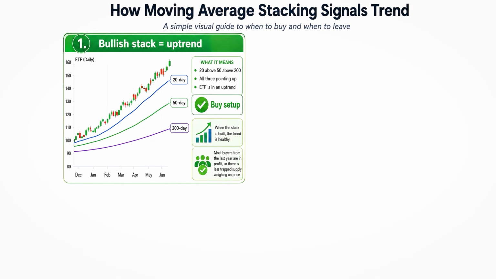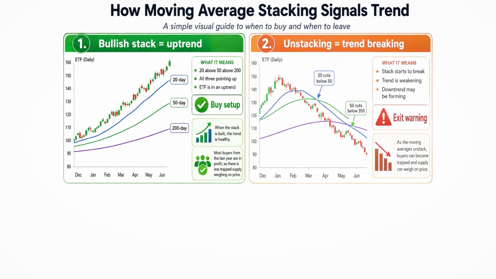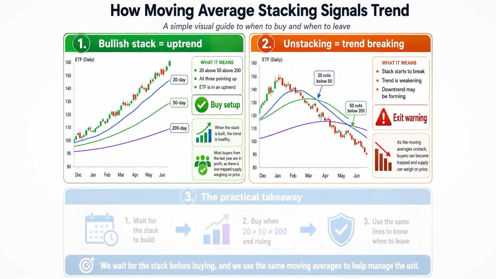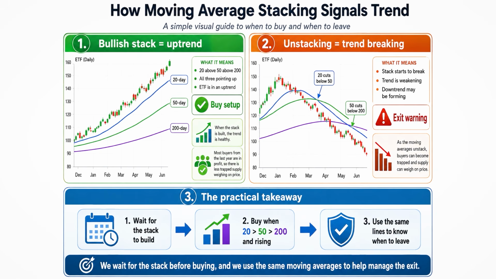When all three are stacked in the right order, the 20-day above the 50-day above the 200-day, and pointing up, the ETF is in an uptrend. Every buyer over the last year is in profit, so there's no trapped supply weighing it down. When the moving averages start unstacking, the 20-day cuts below the 50-day, the 50-day below the 200-day, the trend is breaking and a downtrend is forming. That's why we wait for the stack to build before we buy, and why we use the same lines to tell us when it's time to leave.